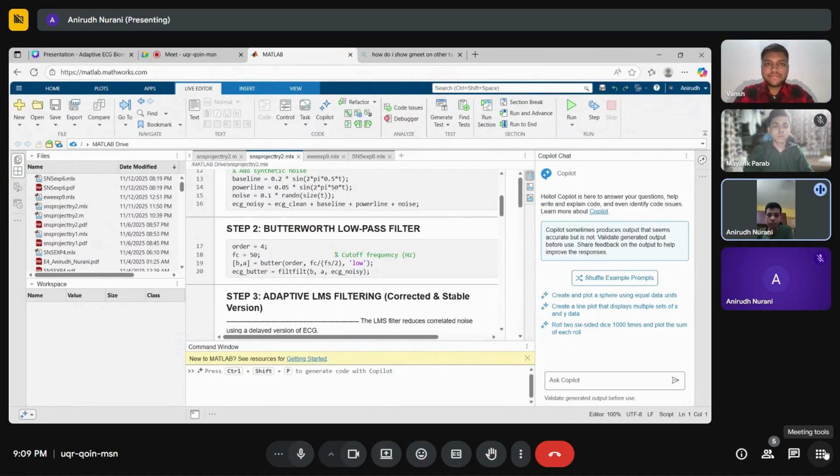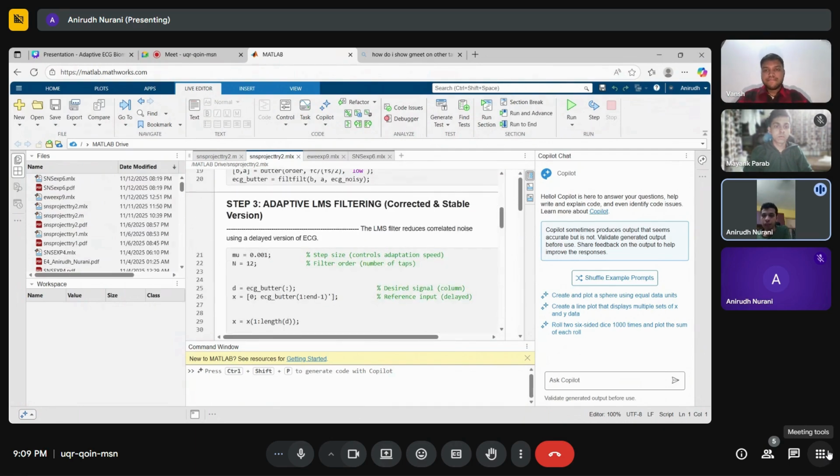The second step is Butterworth filtering. A fourth order Butterworth low pass filter is applied to remove unwanted high frequency components and smoothen the signal. The third step is adaptive LMS filtering. The least mean square adaptive filter further refines the ECG signal by minimizing correlated noise and continuously adjusting filter coefficients for better accuracy. The fourth part is feature extraction.